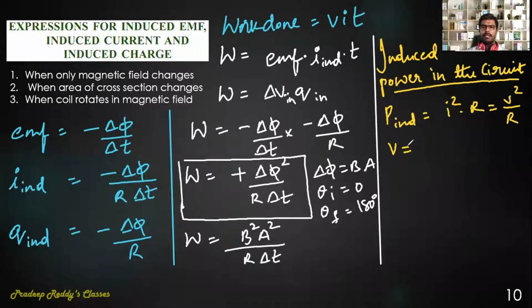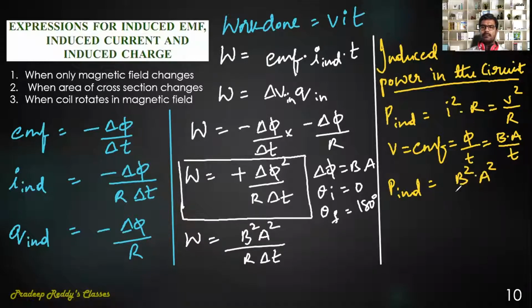V is equal to EMF induced, and this EMF induced is equal to delta phi by delta t, or phi divided by t. Phi is equal to B dot A, which is equal to BA. You can just substitute that here. So P induced will be equal to B square A square divided by T square into R. R is the resistance. Or you can even write P induced is equal to I square R.